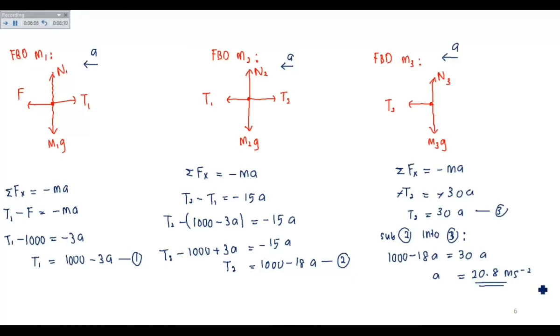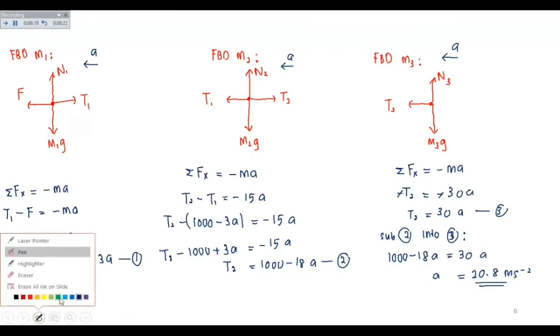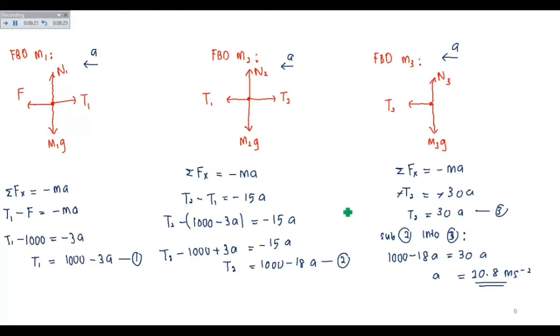Okay, so dah settle soalan pertama. Soalan pertama minta kita cari acceleration dan kita dah dapat value of acceleration is 20.8 ms negative 2. Alright, so untuk soalan yang kedua minta kita cari value of T1 and T2. Okay, so apa yang kita buat sekarang is kita masukkan value of acceleration ni ke dalam equation 1 and equation 2. Okay, so to solve question 2, just substitute the value of A into equation 1 and 2.